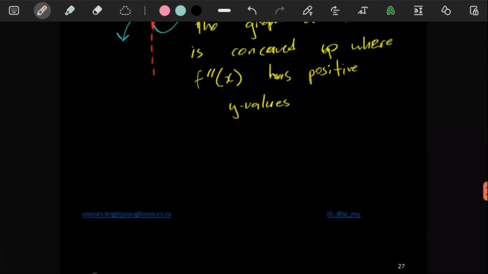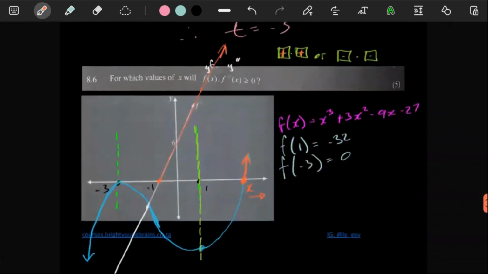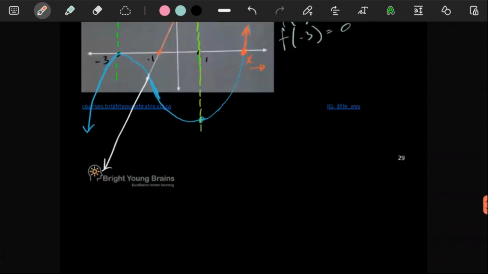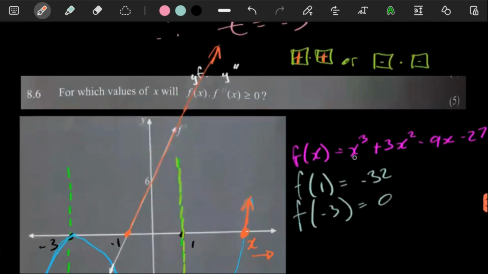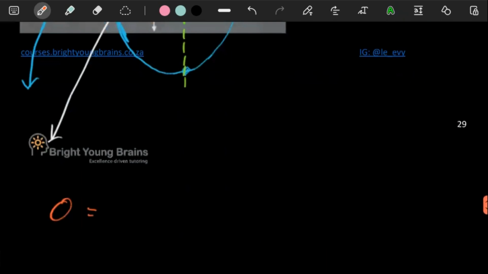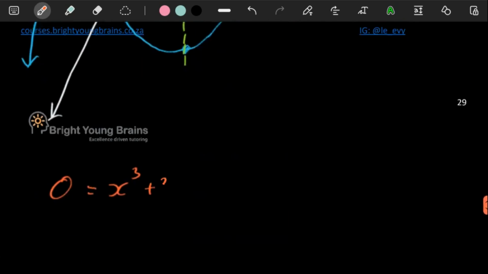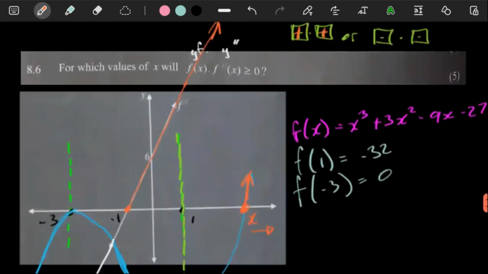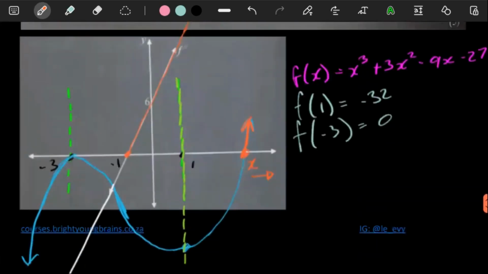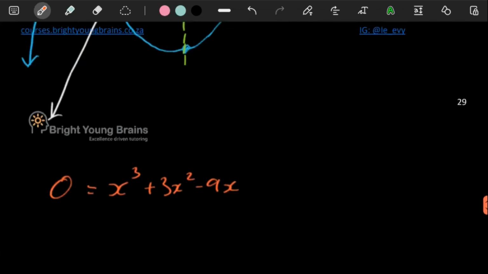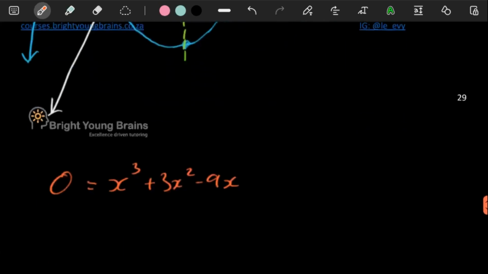You can use long division. So what I'm trying to say is, if you're going to factorize the equation to get the x-intercept here, remember what you're actually trying to do. All you're basically doing here is making the equation equal to 0. So what you know is, this is x cubed plus 3x squared, and then the other one here is negative 9x, and then negative 27.